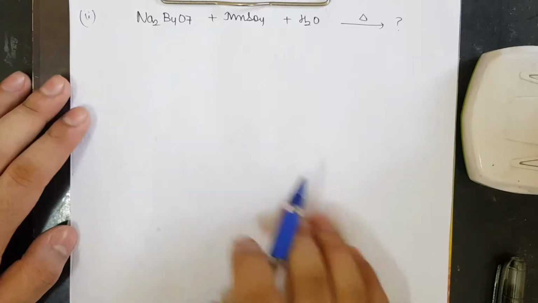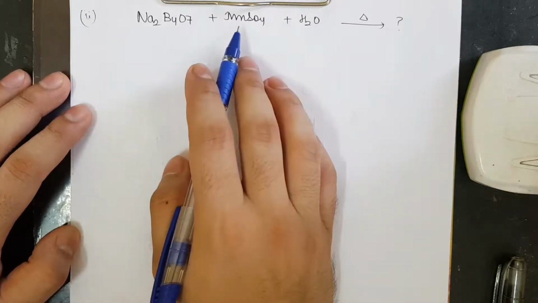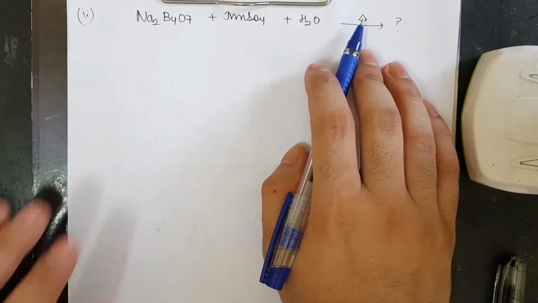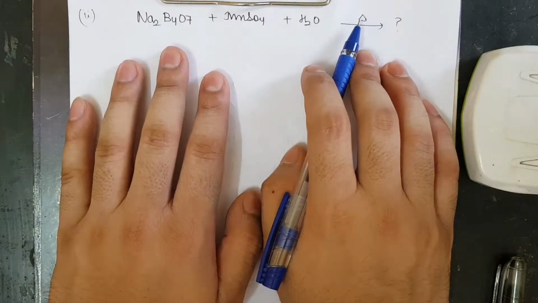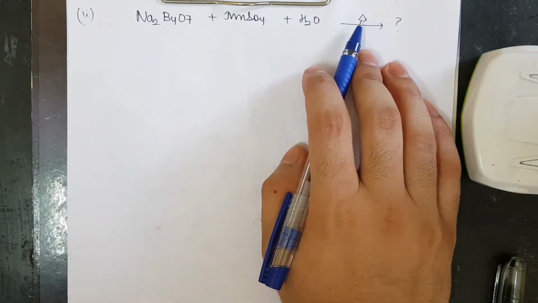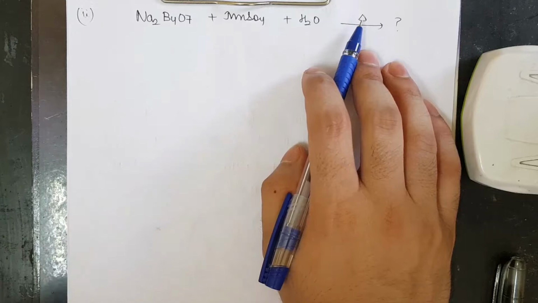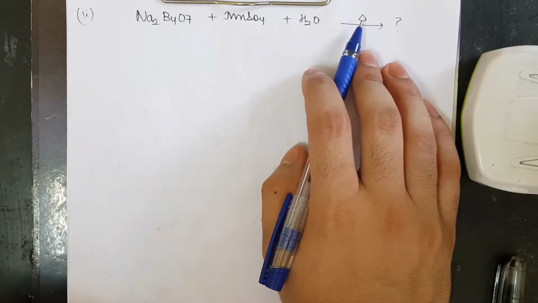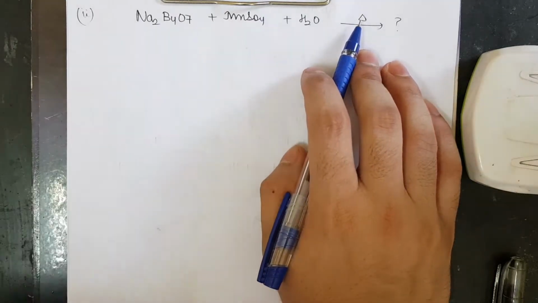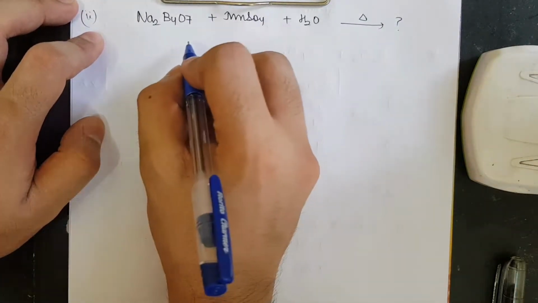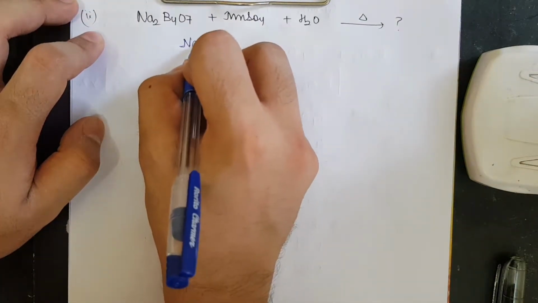Second question here, which is Na2B4O7 plus MnSO4 plus H2O gives me something on heating. Please note that I am taking lengthier questions here because I want to take the harder questions, so that the questions which you solve yourself from the NCERT or whatever source you are using become very easy for you, and the mathematical derivations would actually come to you yourself.